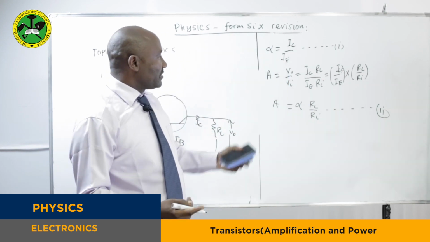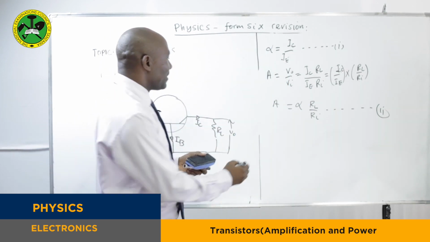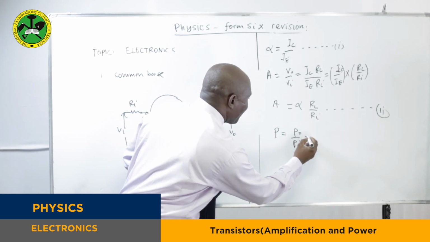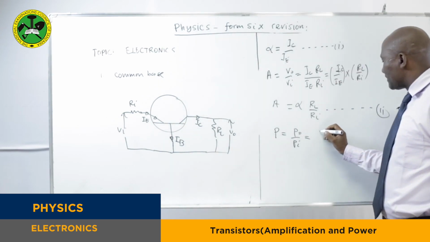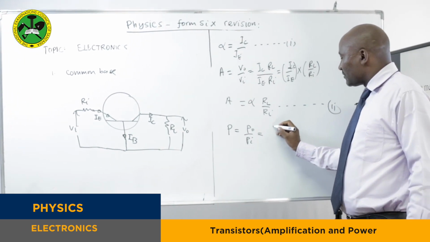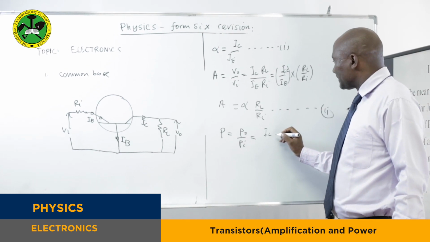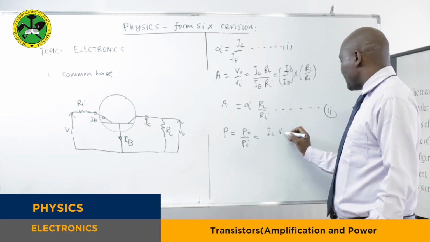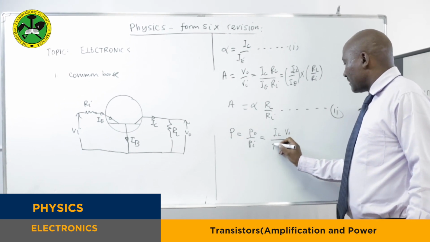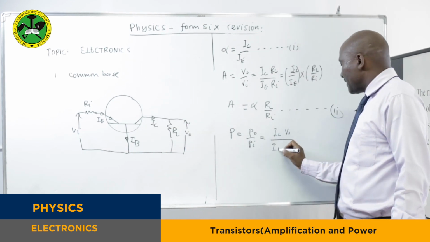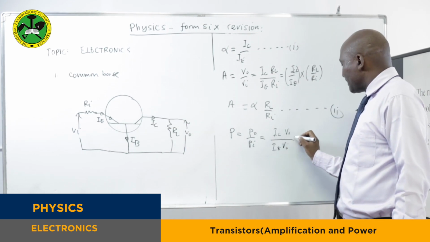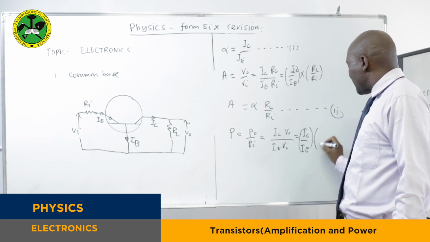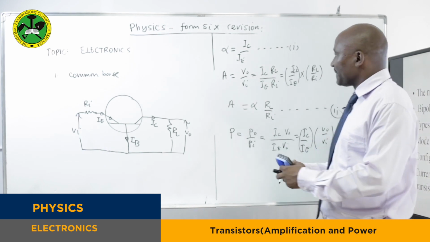Of course, you remember this formula you did in your class, so this is how you can find the voltage gain. The power gain is given by the output power over input power. So the output current is IC times the output voltage, and then for the input, we have IE times the input voltage. So you can see this is IC over IE, bracket, times VO over VI.